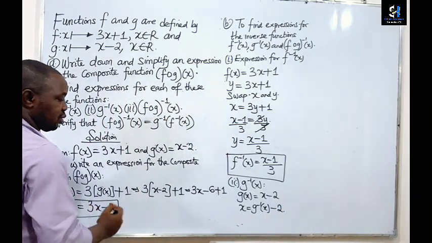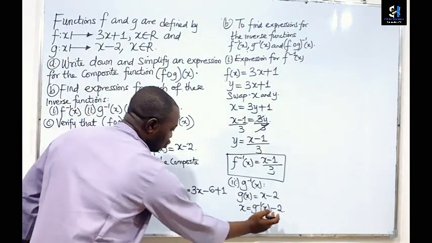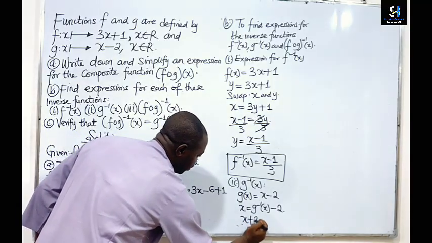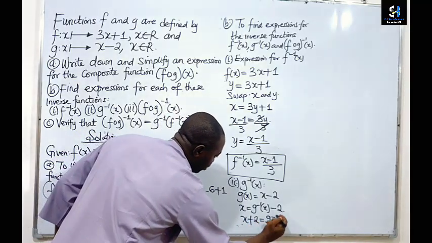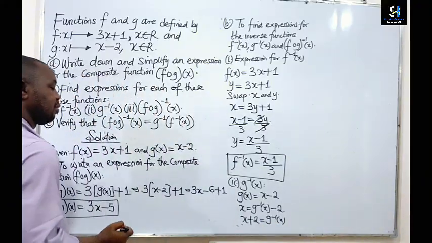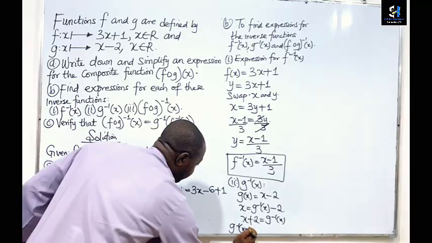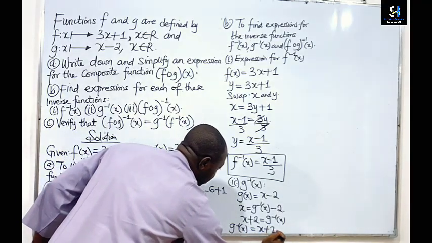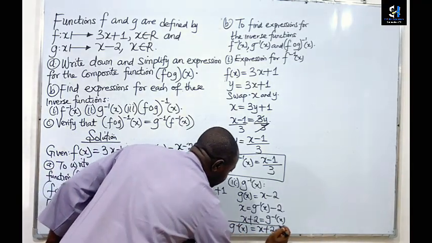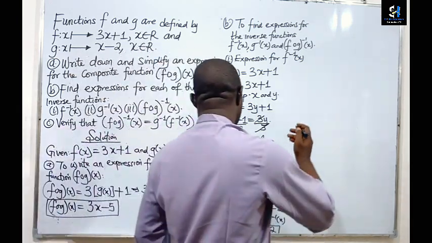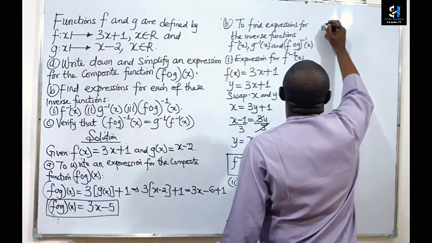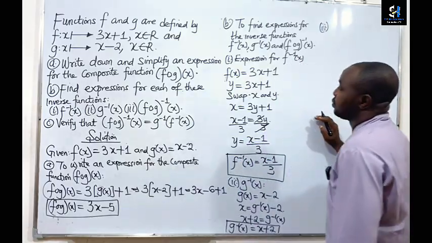So let's also do it this way. Now I can carry this 2 over to the left hand side, so that this will be x plus 2 equals the inverse of function g of x. So the inverse of function g of x is equal to x plus 2. Roman numeral 3.